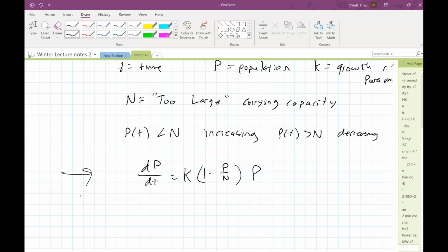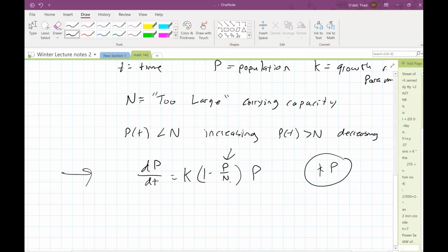So you can tell here that if P is 0, then this is just k times P. Of course, if P is 0, then it wouldn't be growing. But if P is a little bit more than 0, it won't be much different, because this will be a small number, since N is usually something like 500 rabbits or 2,000 rabbits, depending on the carrying capacity. If the population is 1, for example, we'd have 1 over 500. So this would be roughly that.